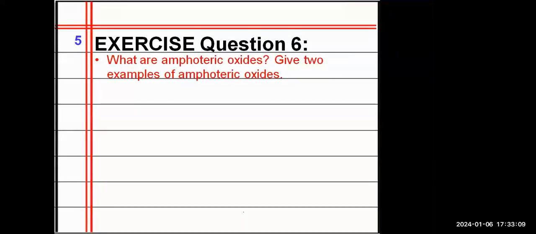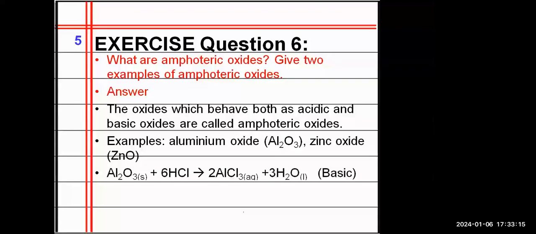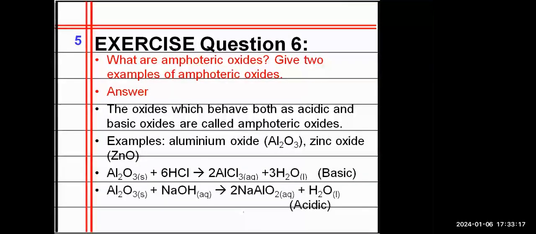It is this question that I was discussing with you. What are amphoteric oxides? Give two examples. So now you know the definition and examples also. In case they ask you to give equation, you can give these two equations.